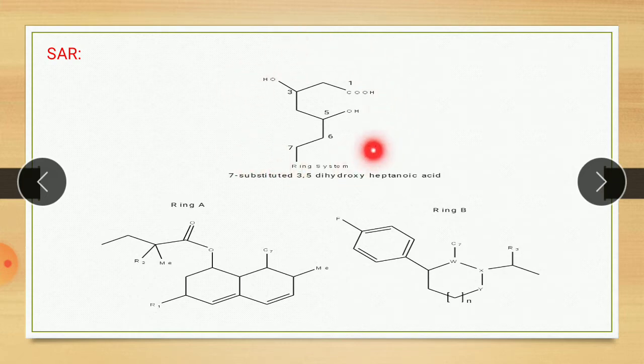First is 7-substituted 3,5-dihydroxyheptanoic acid, second is ring A, and third is ring B. The first one is a 7-substituted 3,5-dihydroxy structure. This is a hydroxy group, and this is a hydroxy group, on the third and fifth positions. The total number of carbons is 7 with an acid group, heptanoic acid. So the general name of this part is 7-substituted 3,5-dihydroxyheptanoic acid. Now let us discuss the SAR.